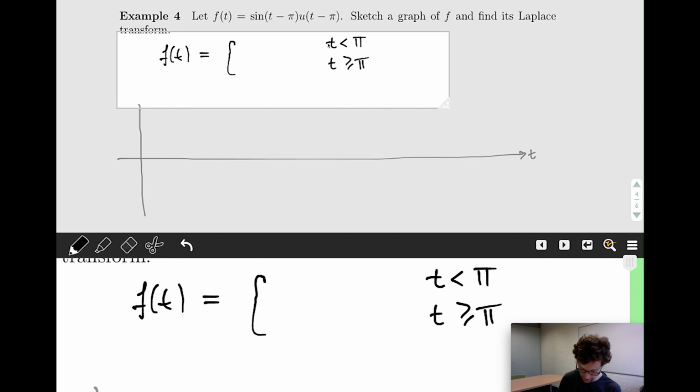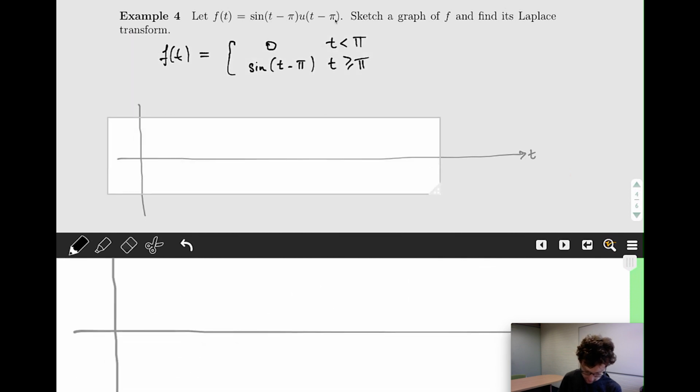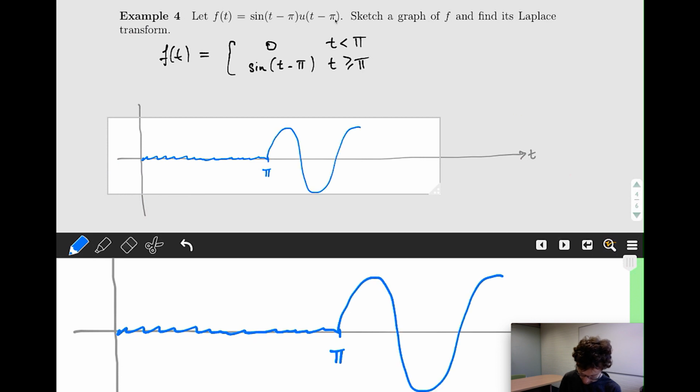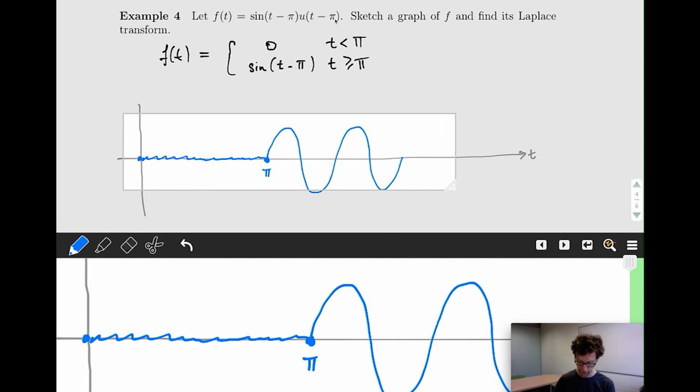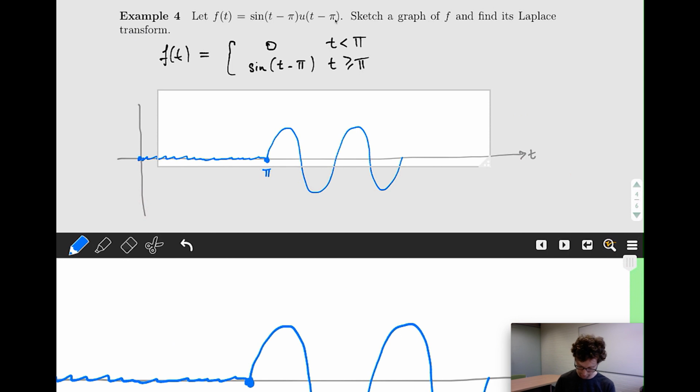This thing is going to be equal to, for t less than pi, my Heaviside will be 0, so this thing will be equal to 0. And for t greater than or equal to pi, this will be a shifted version of sine. So this thing is going to look like a sine function that's been moved over to t equal to pi, and then it just does its usual up and down. So you notice that there's no discontinuity here because I've shifted and cut this function.